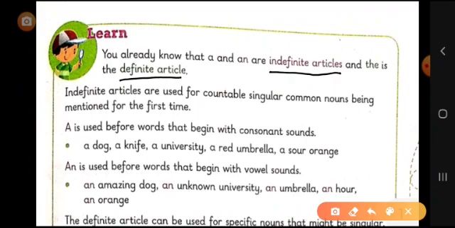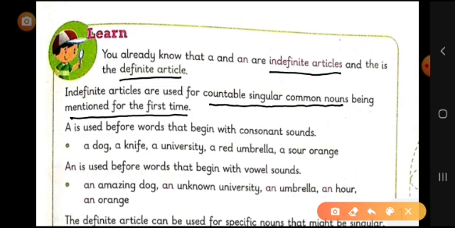Indefinite articles are used for countable singular common nouns. What are the indefinite articles mentioned? It is a and an. So a and an are indefinite articles and they are used for countable singular common nouns that are mentioned for the first time. So when are a and an used? They are used before countable singular common nouns that are mentioned for the first time.